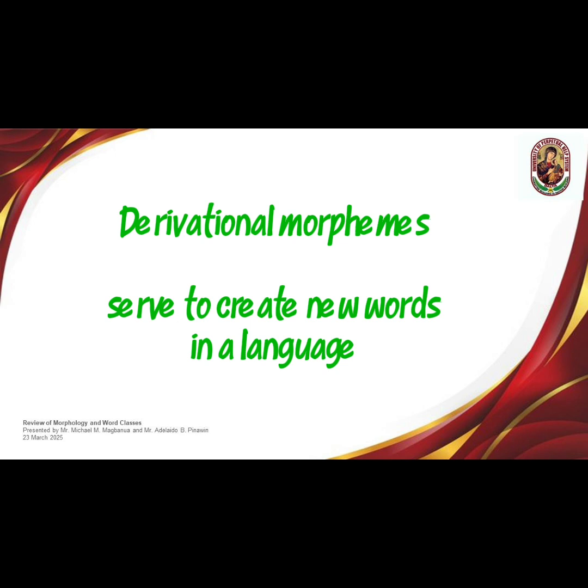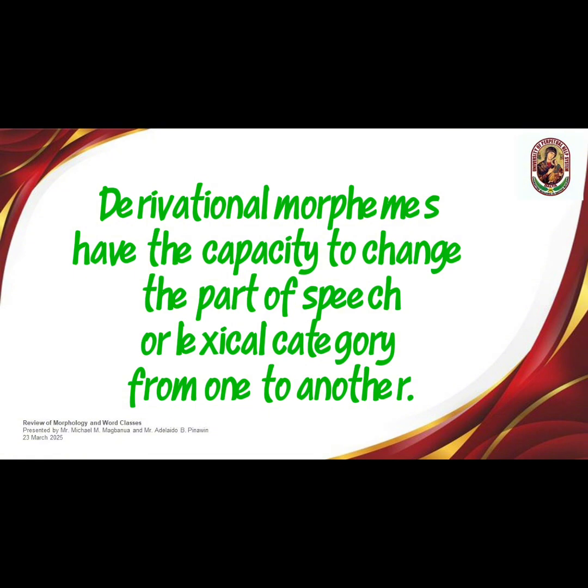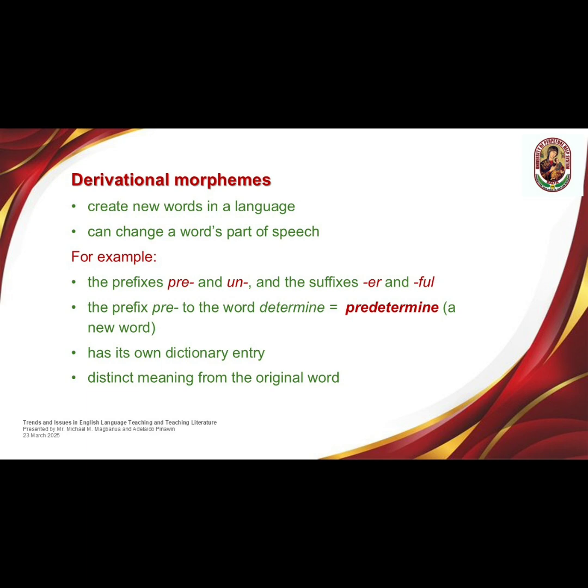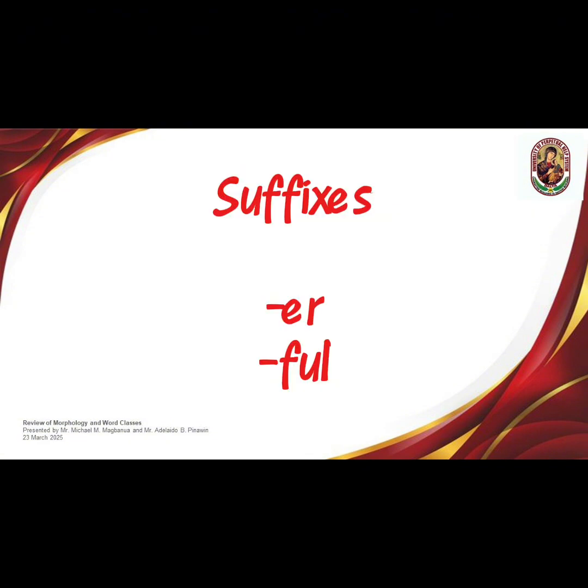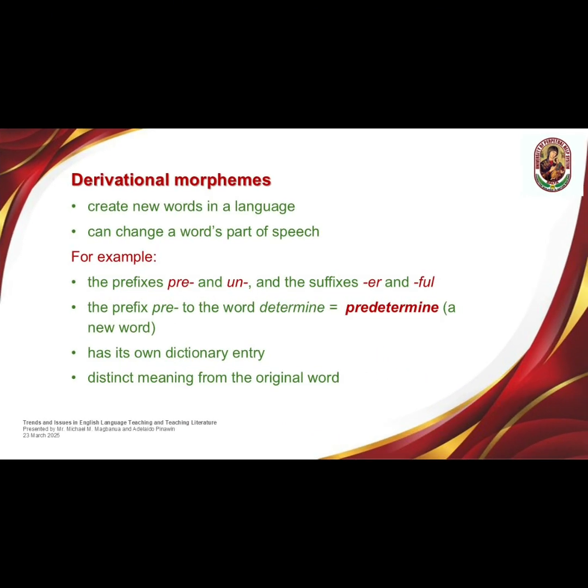Derivational morphemes serve to create new words in a language, and they also have the capacity to change the part of speech or lexical category from one to another. If we consider these affixes, pre and un, which are prefixes, and this adjective and full, which are suffixes, they do some interesting things that tell us that they're derivational morphemes in English. If we take pre, for example, and we add it to the word determine, we get predetermined, which is a new word that would have its own dictionary entry separate from that of determine.